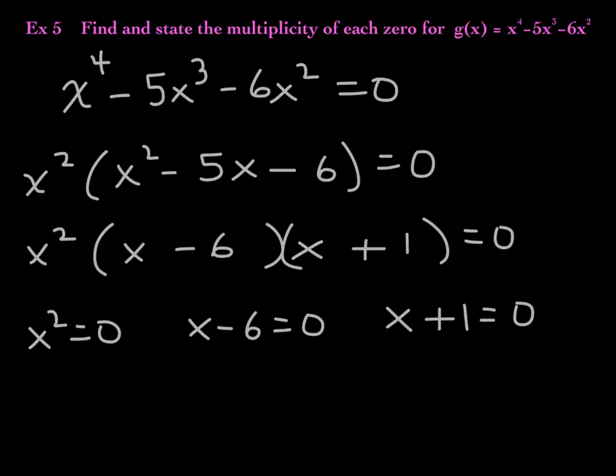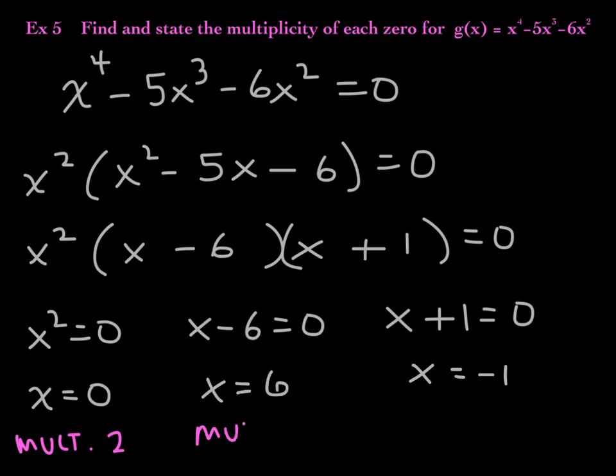All right, for x squared equal to 0, just take one copy, right? Just one copy only. So x is equal to 0. But you will have multiplicity 2. Notice the exponent that's on that factor, degree 2. After adding 6 to the right-hand side, you just get x equal to 6. Subtracting 1 gives you x equal to negative 1. Both of these have multiplicity 1.